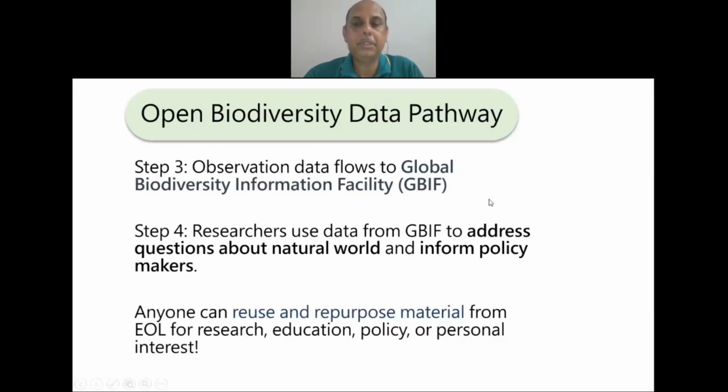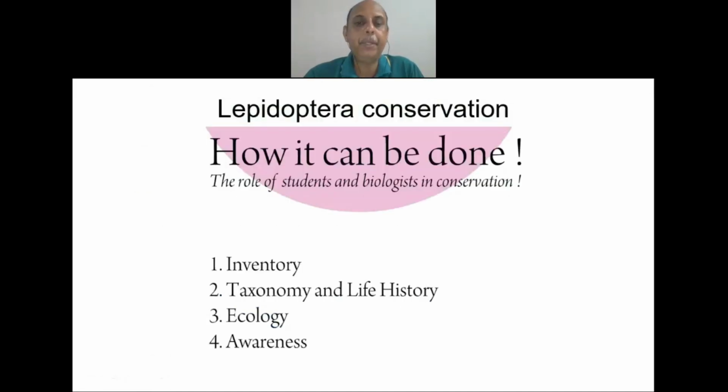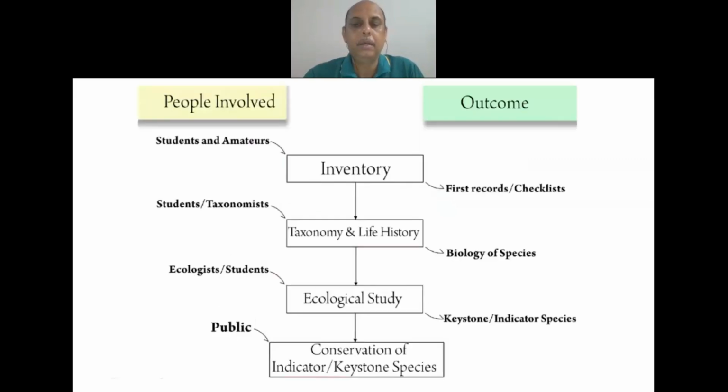Generally researchers use this type of data. They also take permission from you all to put it in their research. So this is how you can do conservation. It could be inventory, new species could be identified. You can also work on the life history of it and help in the ecological part as well. It also makes the local people aware. So people get involved in the inventory, taxonomy, life history, ecological study, conservation and indicator species also.